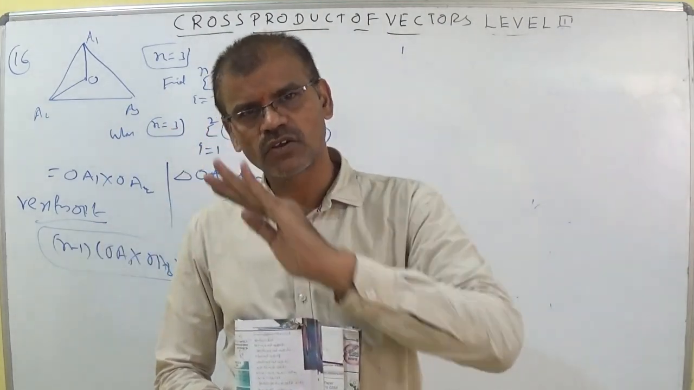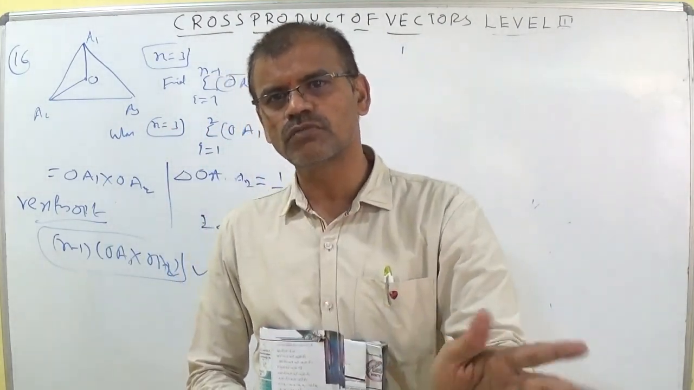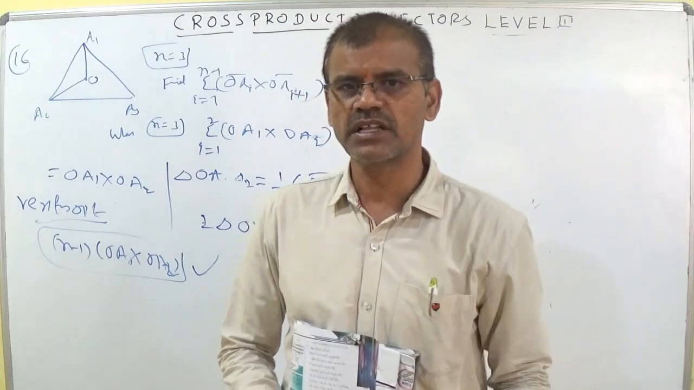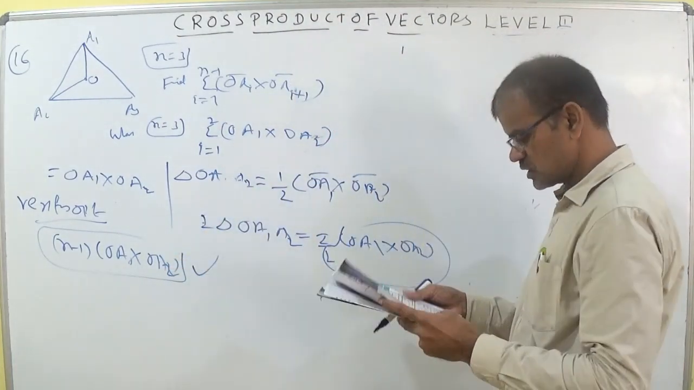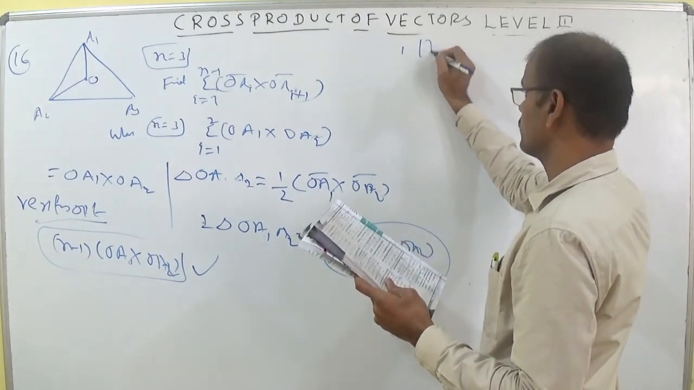You write 2 into 1 by 2 area, the 1 by 2 gets cancelled. The value will be simply the n minus 1 value. So 16th one completed. 17th one.